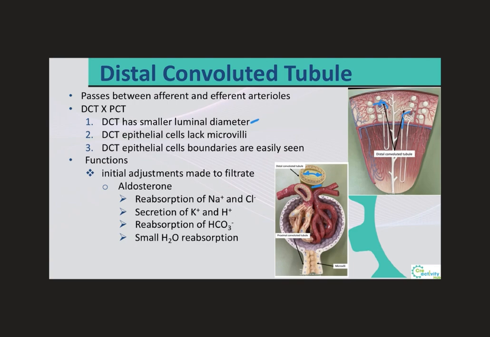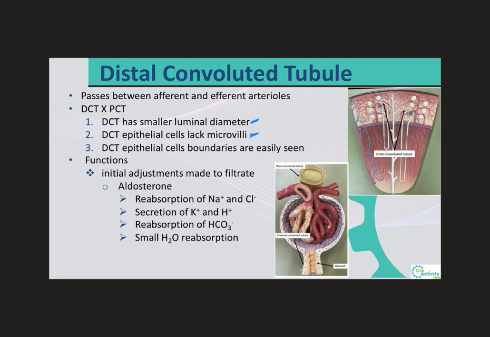Its epithelial cells lack microvilli, which we can see from the model, and the boundaries between the epithelial cells in the distal convoluted tubule are easier to see than those of the proximal convoluted tubule. And these anatomical characteristics reflect the major functional differences, where the proximal convoluted tubule is involved in reabsorption, while the distal convoluted tubule is involved in secretion, even though it does some reabsorption as well.